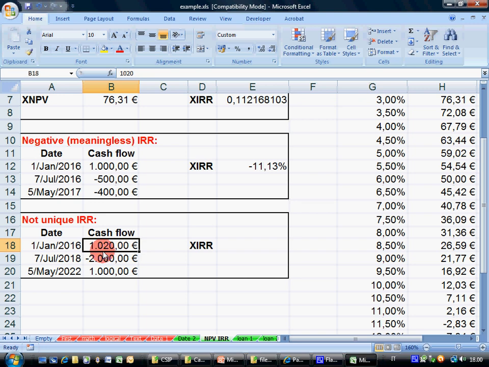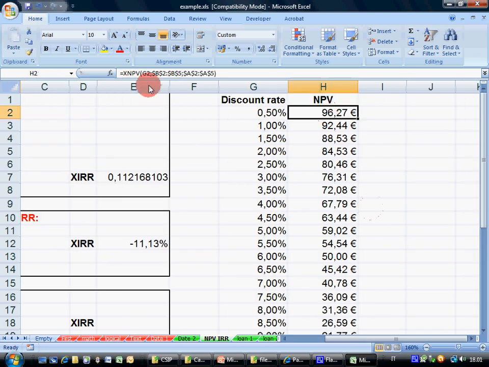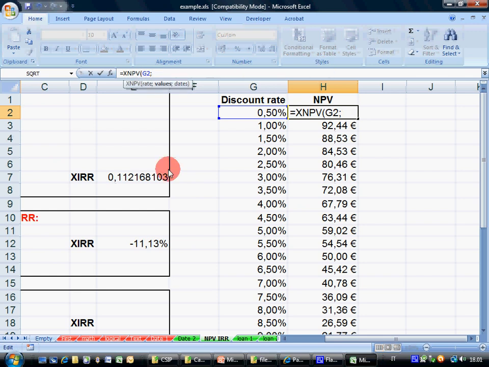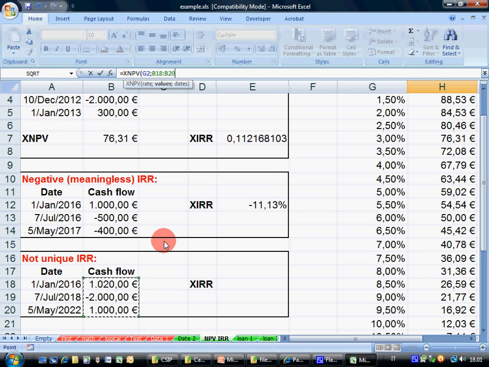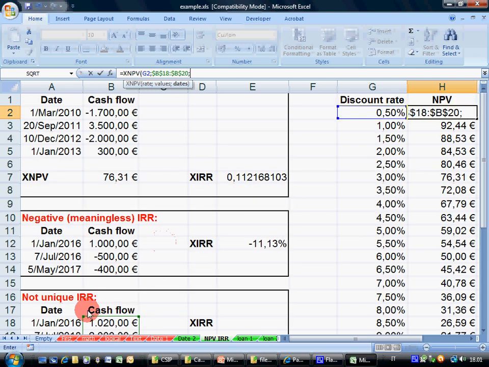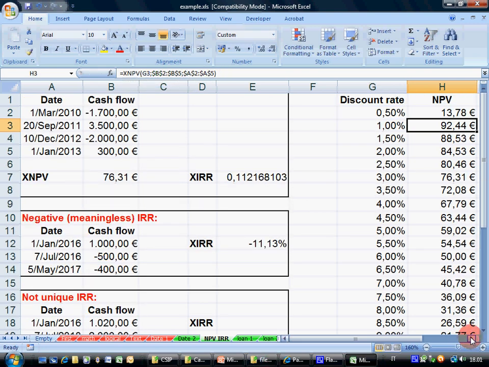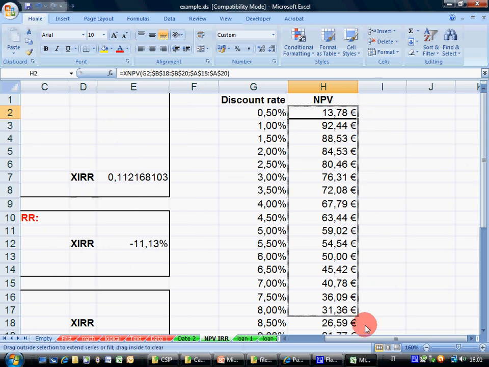You receive 1,020 euros. You pay 2,000 and then you receive 1,000. So at the end you have received 20 euros more. But with the fact that you have paid 2,000 in advance, and then you have received the last 1,000 much later, okay, you will see the graph is very strange. Let's build it here. XNPV. The values. F4 to dollarize them. The dates. 13.78. Let's drag it down.